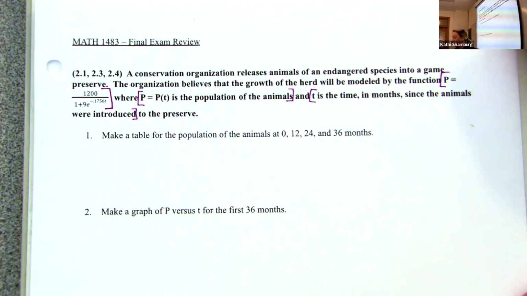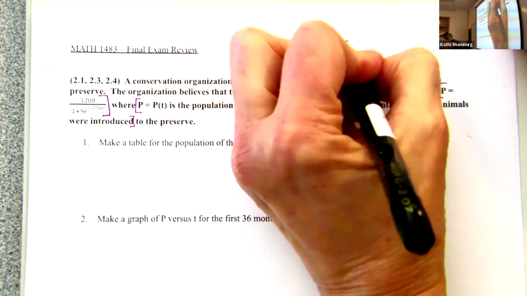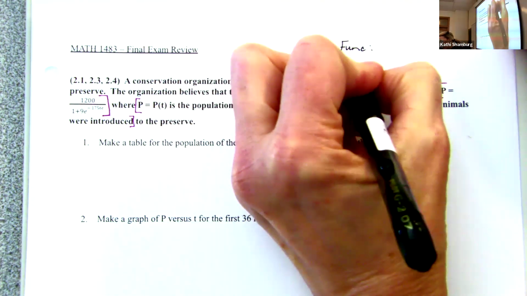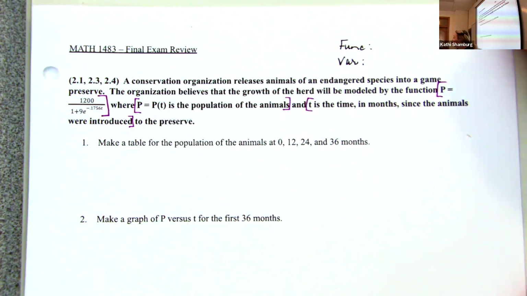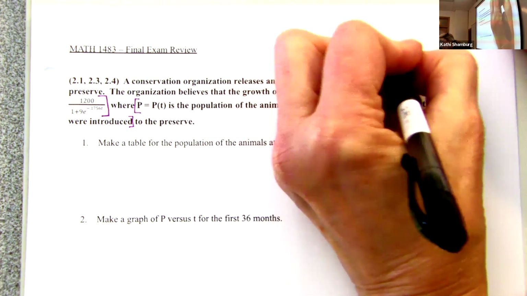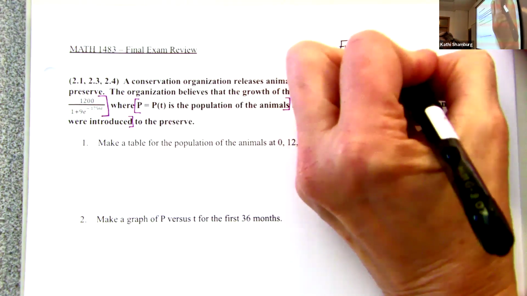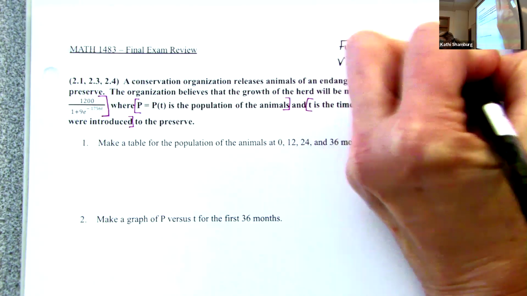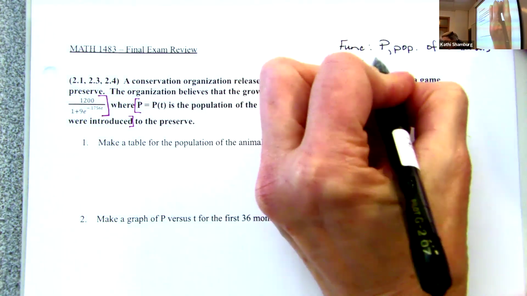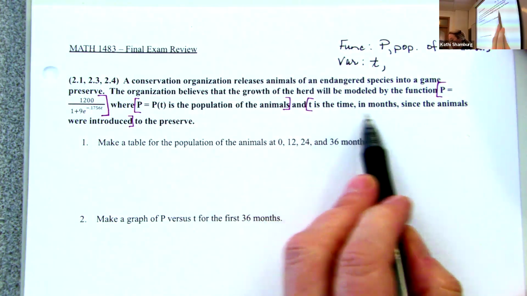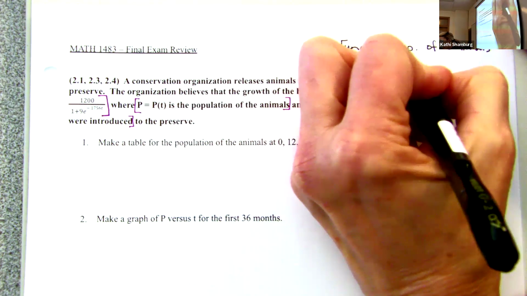Okay, so this particular question, and some of these aren't asking it, but I'm going to continue to do so, and that is defining the function and the variable. Okay. So what letter is used for your function in this one? P. So once I establish that, then it says P is population of animals. All right, so that means T has to be my variable, and that is time in months since they were introduced to the preserve. So I'm going to say months since introduced.